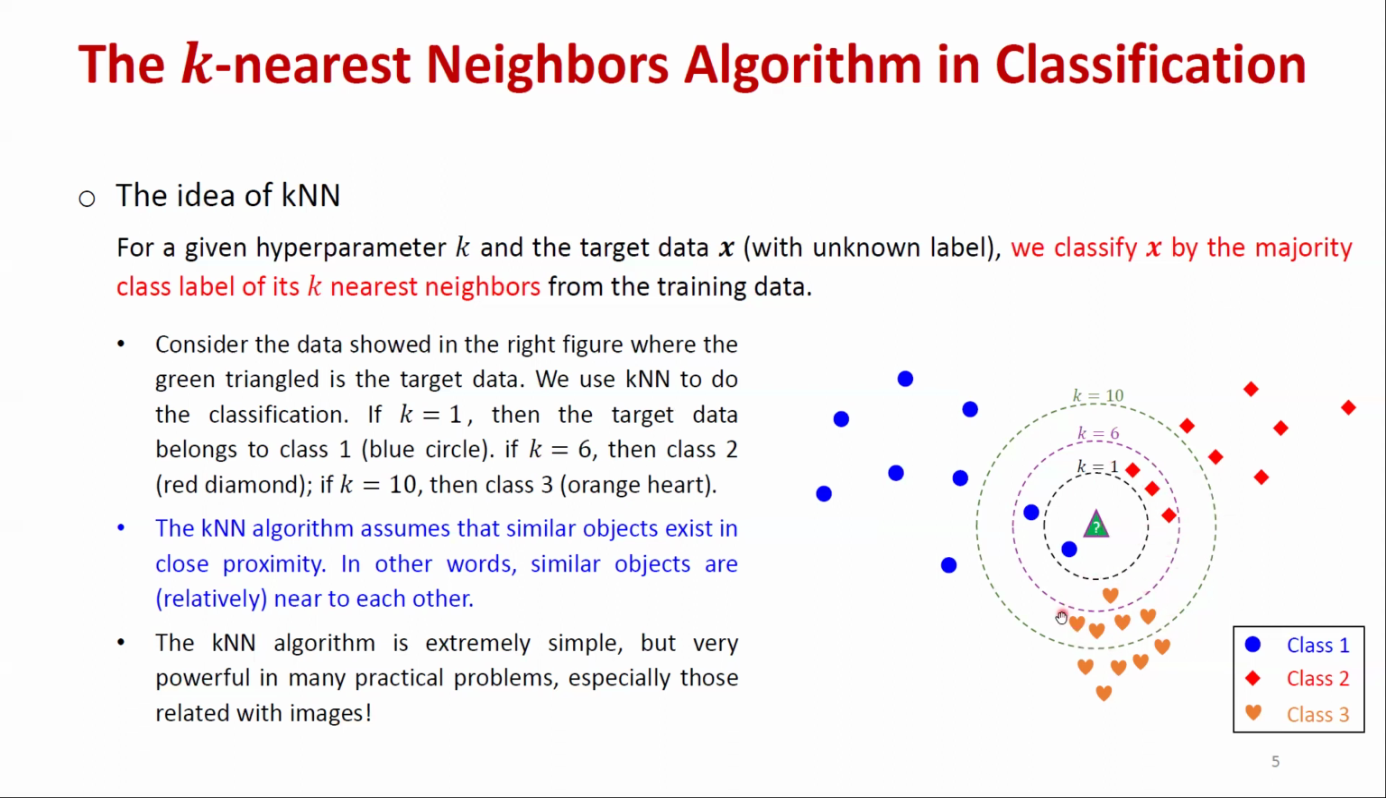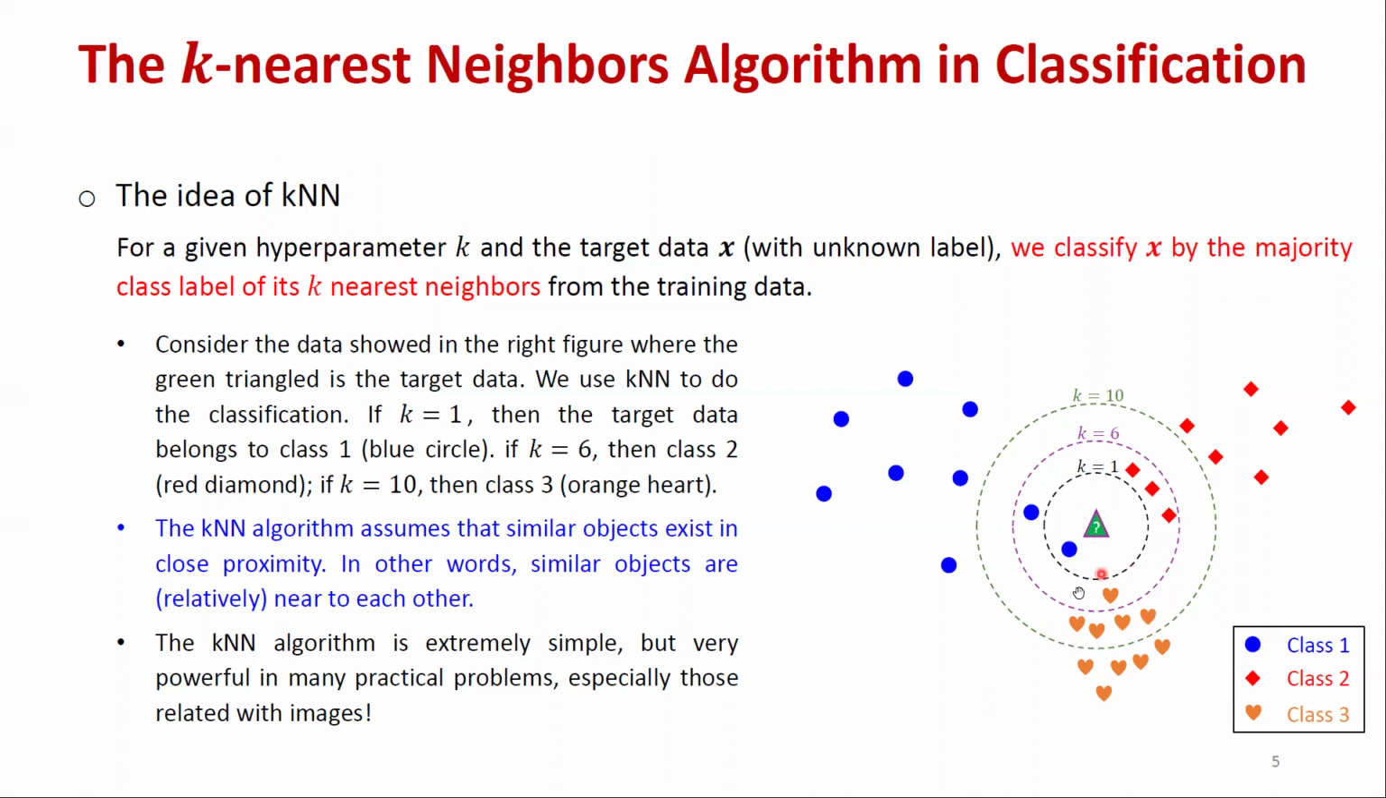We can see I have 5 hearts here, 3 diamonds here, and 2 circles here. So clearly the majority is class 3, the orange heart. Hence, I'm going to classify it to class 3. You see what I mean? So this is the idea of K nearest neighbor. And of course, with different K, your conclusions could be very different.